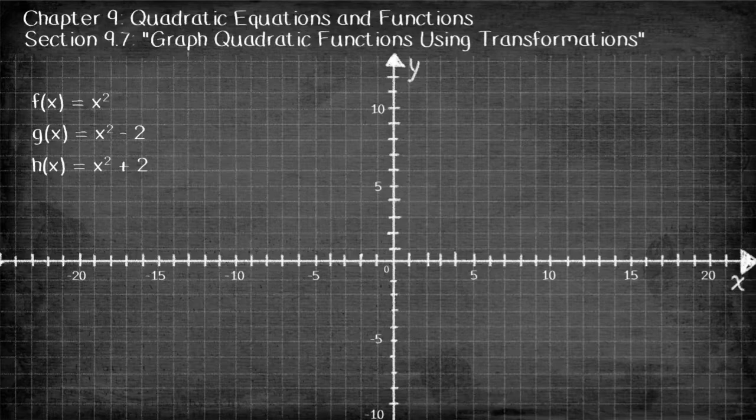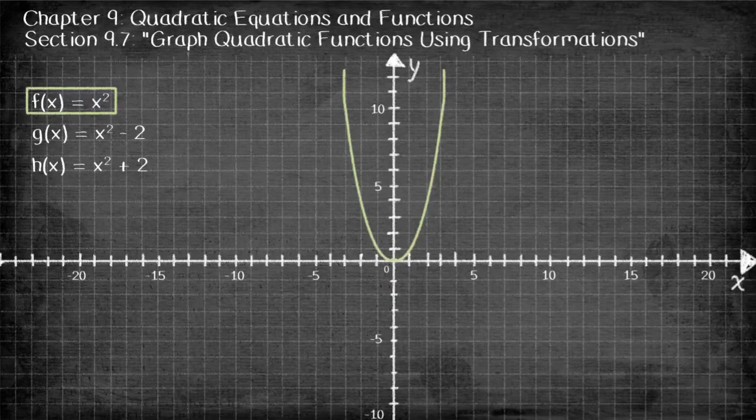So to start off with, let's compare graphs of three different functions: x squared, x squared minus 2, and x squared plus 2. You can graph these the same way that you normally do, if you plot a bunch of points. Of course, we're already fairly familiar with what the graph of f of x looks like. Now notice in the equations for g of x and h of x, they're really the same as f of x, except with that minus 2 or plus 2. So what does that mean?